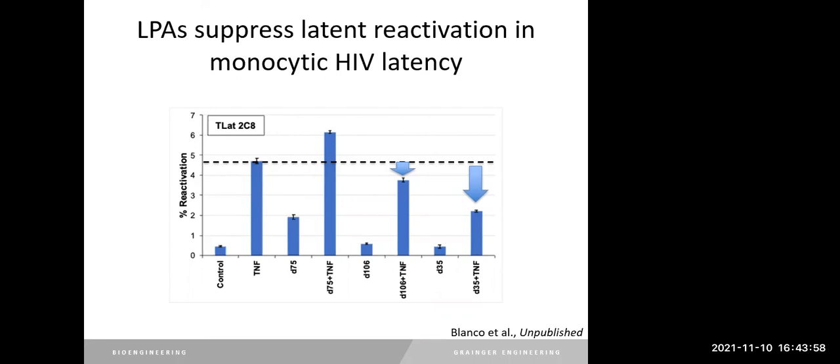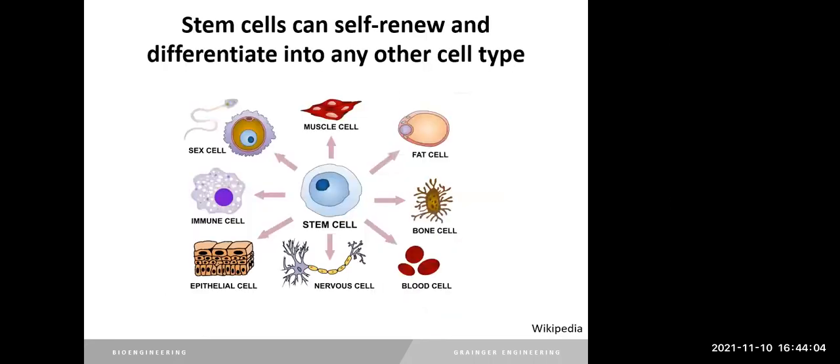So in the time that I have remaining, I want to end with our stem cell work. So I'm going to shift gears to stem cells. Now, for those that are not familiar, stem cells can self-renew and differentiate into any cell type in our body, making them attractive for tissue engineering and disease research.